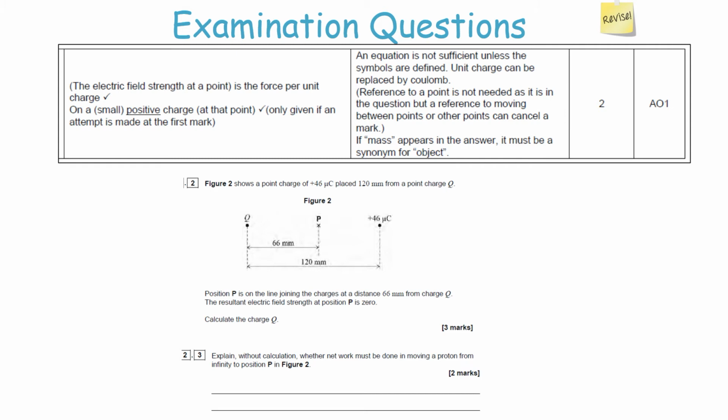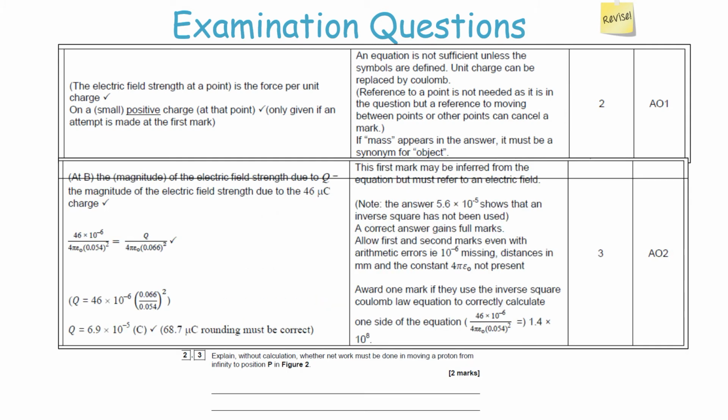Again, this is quite a lot of information to decode, but the first thing you've got to remember is that at point P, the field strength is 0. Now, because the field strength is a vector quantity, that tells us that the field strength from Q and the field strength from the other charge, plus 46 microcoulombs, must cancel each other out exactly at P. So what you can therefore say is as follows.